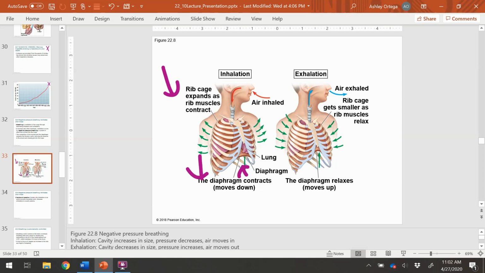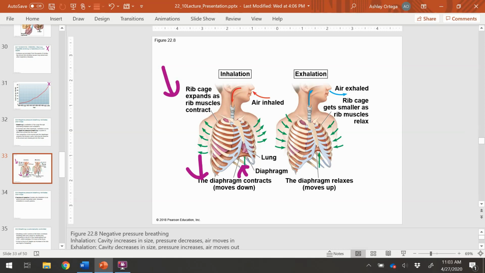At this point, the pressure inside the lungs is lower than the pressure in the air, and so air will then naturally go into the lungs. In summary, in inhalation, the cavity will increase in size, the pressure will decrease, and so air moves in.